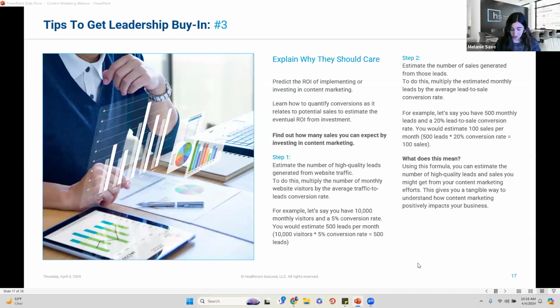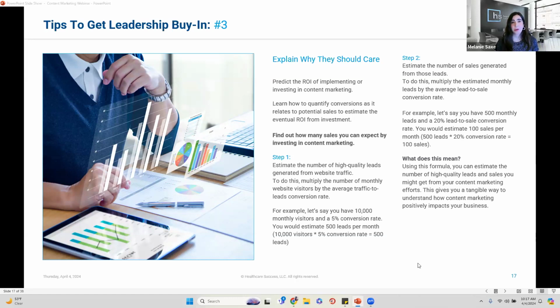And then next, of course, we've got numbers. Not my favorite part, but why they should care. The good thing about content marketing these days is you really can predict the ROI. You can prove it after the fact. These formulas, we did not come up with this. This is again Content Marketing Institute, but I recommend going through this step process, which is learning how to quantify conversions as it relates to potential sales to estimate the eventual ROI from investment.